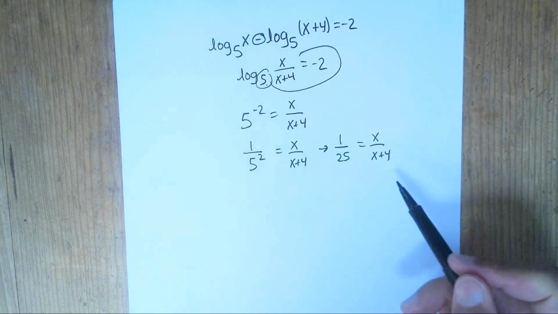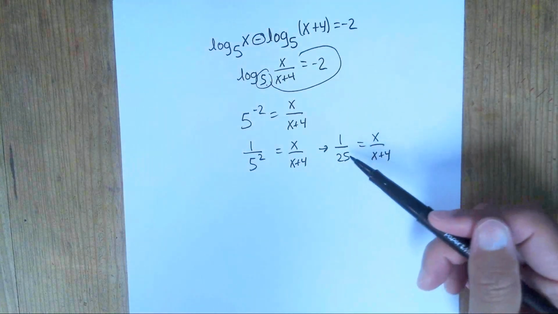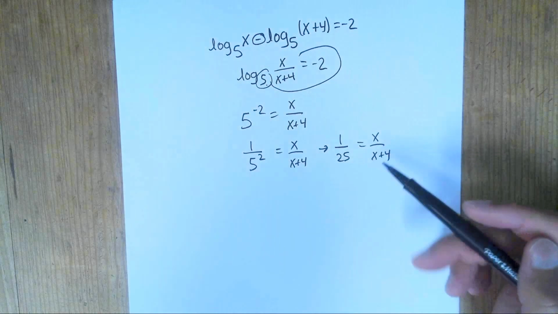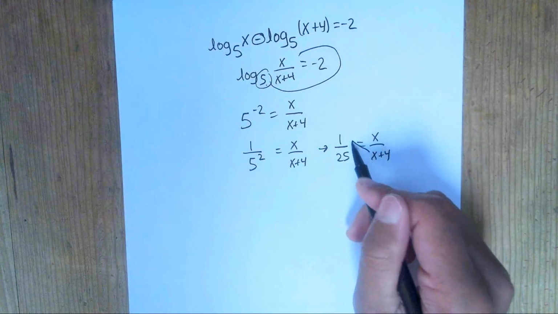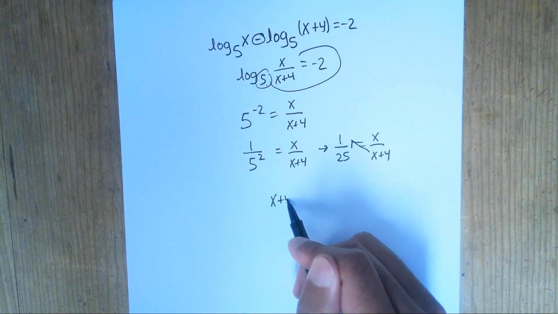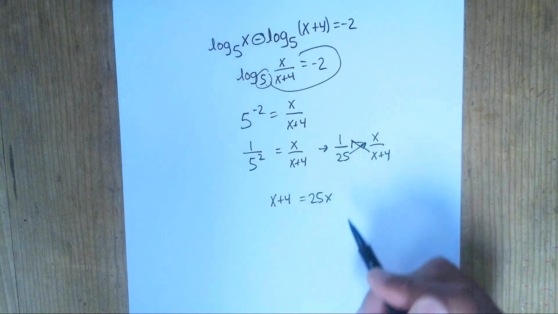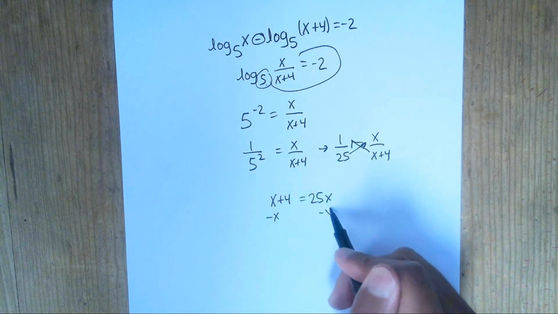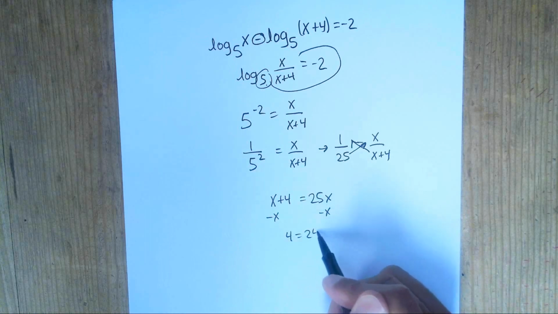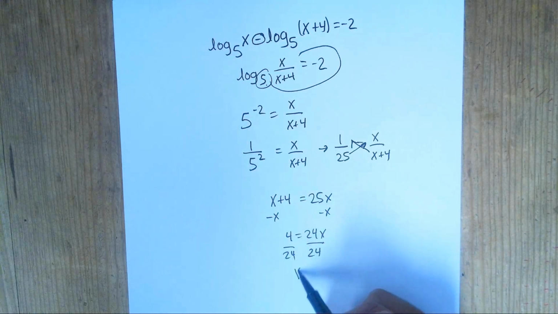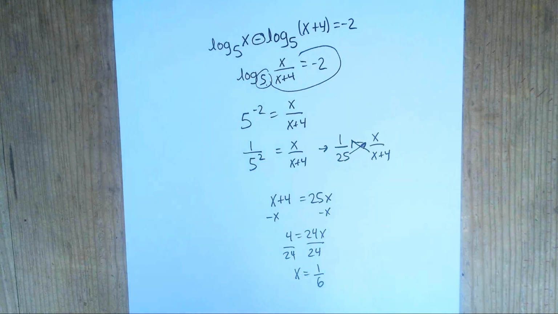Then you might get stuck here, but don't get stuck. It's literally fraction equals fraction. What do you do whenever you have a fraction equals a fraction? You're going to cross multiply. So when you cross multiply, you're going to get x plus 4 equals 25x. Simplify, minus x. 4 is equal to 24x. Divide by 24, divide by 24. x is equal to 1 over 6 after you simplify it.